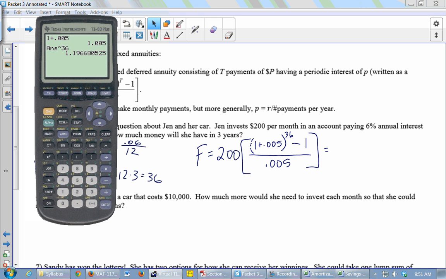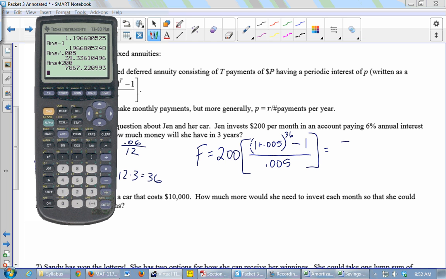Subtract 1. Divide by 0.005. And then times 200. So this account is going to have $7,867.22 in it. Does that amount make sense?